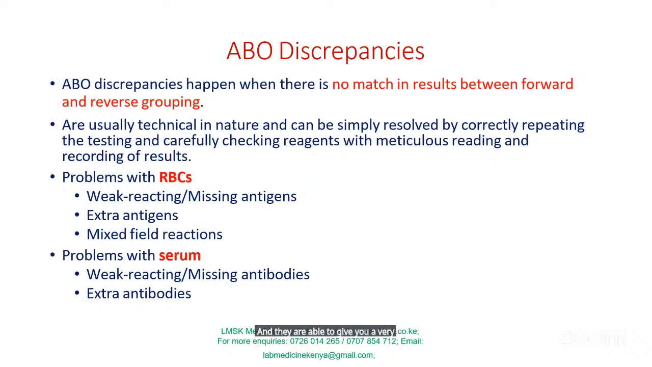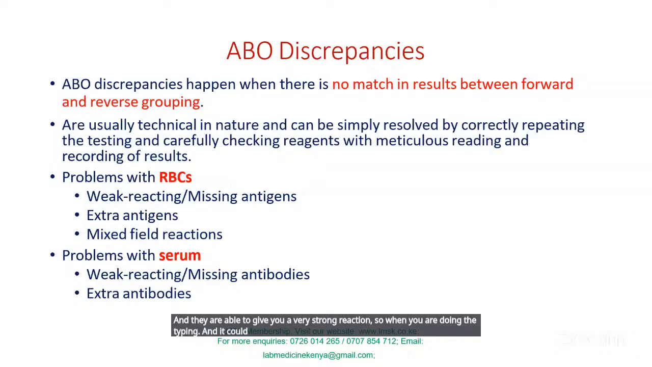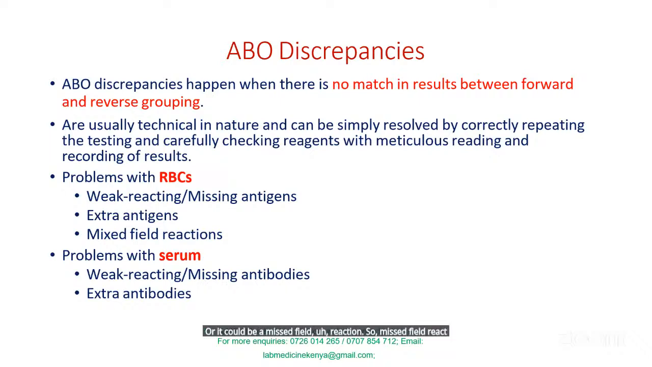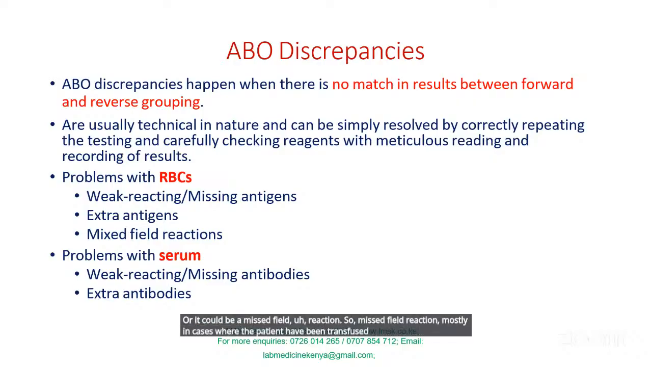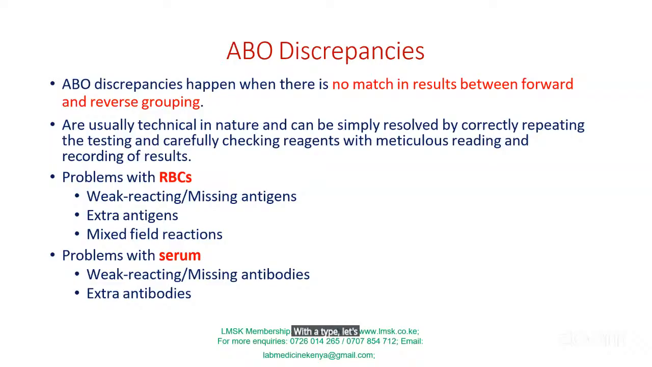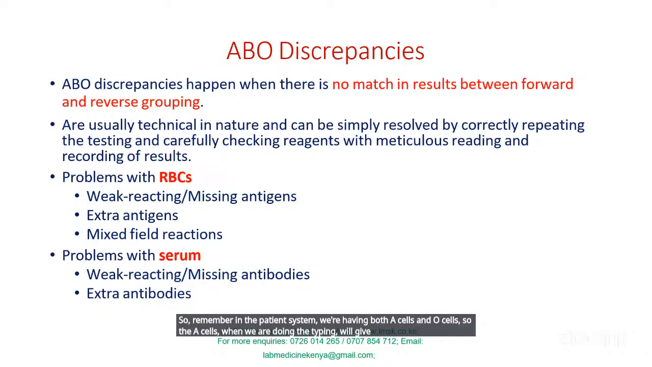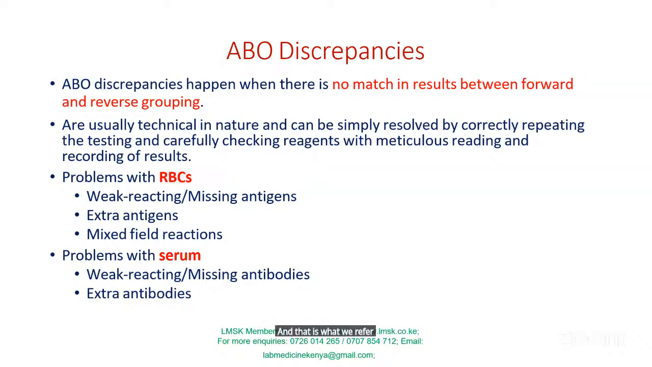So when you are doing the typing, it could be extra antigen, like in the cases of acquired B, which we will explain further, or it could be a mixed field reaction. Mixed field reaction occurs mostly in cases where the patient has been transfused, let's say they are blood group A, and then you've transfused them with O. And then in that process, they have received multiple transfusions with O. So remember, in the patient's system, we are having both A cells and O cells. So the A cells, when you are doing your typing, will give reactions. And if you take this under the microscope, you'll be able to see agglutination while some cells will remain unagglutinated. And that is what we refer to as mixed field reactions.